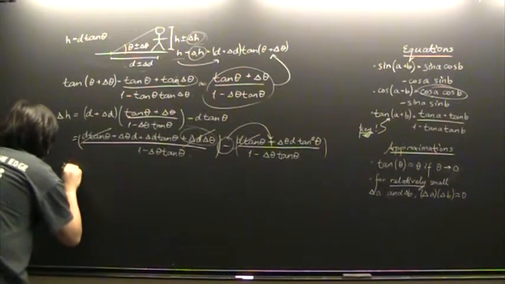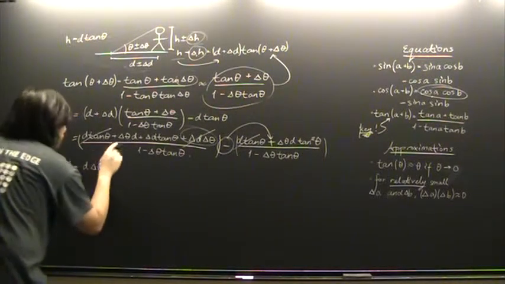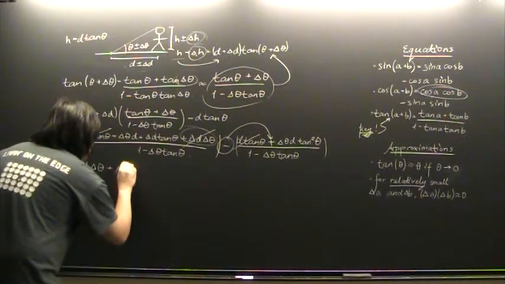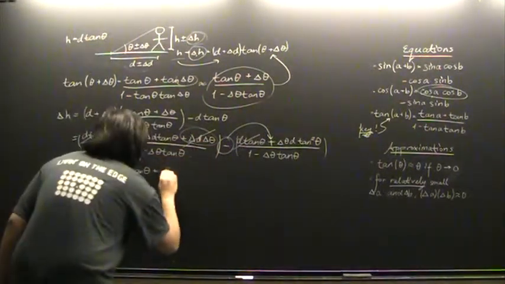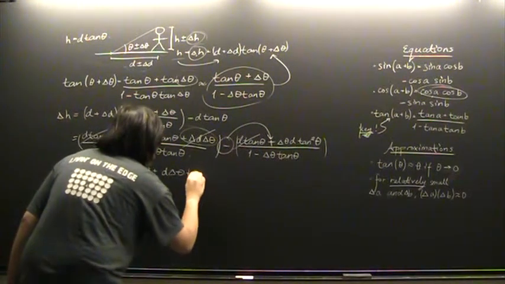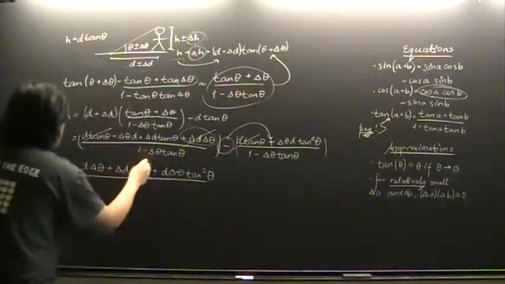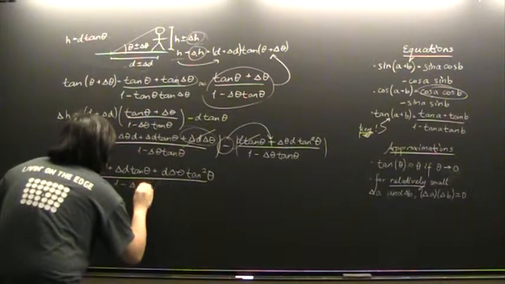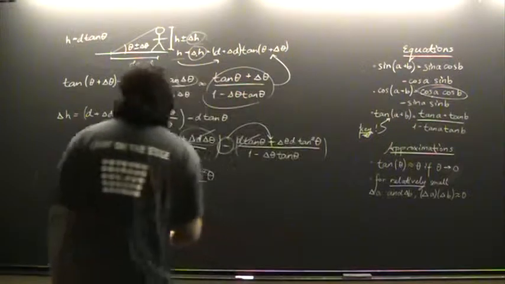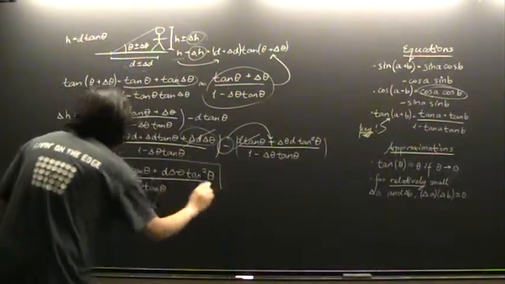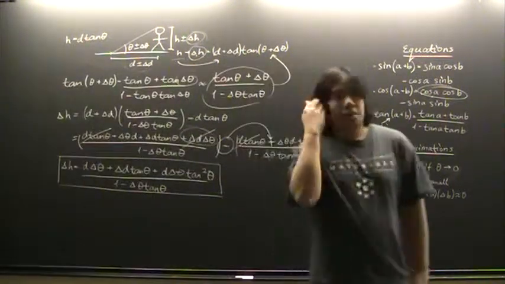So we can say that delta H is going to be equal to d delta theta, this is the first term, plus delta d tangent of theta plus d delta theta tangent squared theta, and the entire thing over 1 minus delta theta tangent of theta. And there we have it, our answer. And that is the error that's going to be associated with measuring the height of your girlfriend.